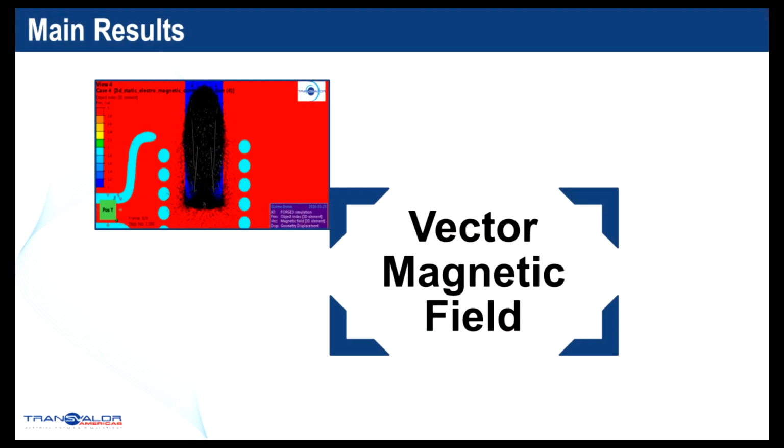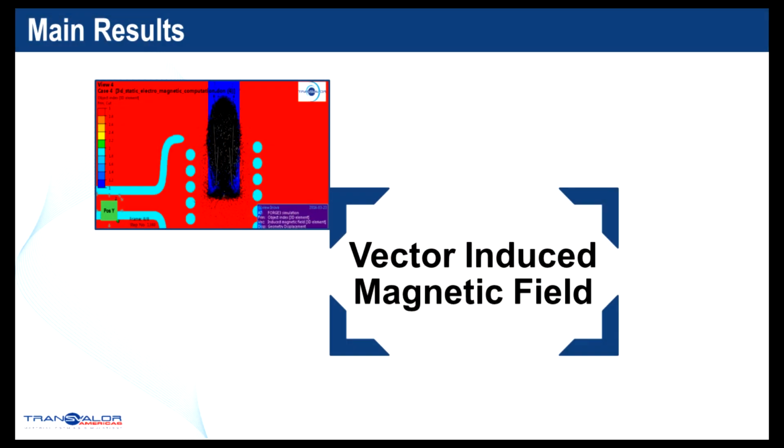The vector magnetic field shows the direction and orientation of the magnetic field created by the inductor at every computational step. The vector-induced magnetic field shows the direction and orientation of the magnetic field created by the induced current in the part at every computational step.